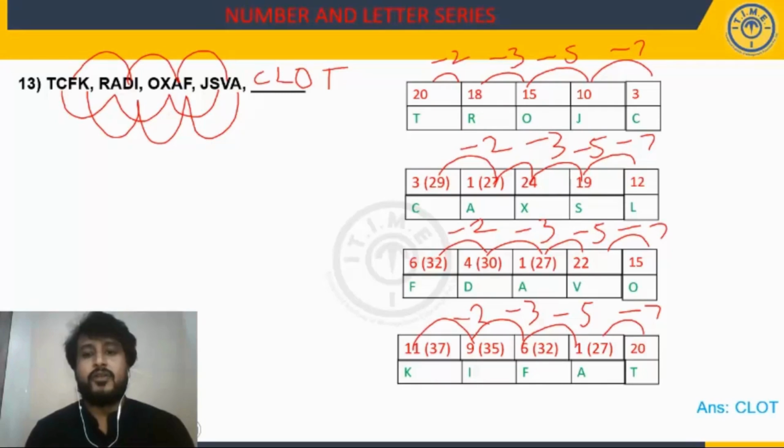Okay, please note down the logic. The logic in the first letters is minus 2, minus 3, minus 5, minus 7, as well as for the second letters also minus 2, minus 3, minus 5, minus 7, and third letters also minus 2, minus 3, minus 5, minus 7, and for the fourth set of letters also minus 2, minus 3, minus 5, minus 7. Okay.